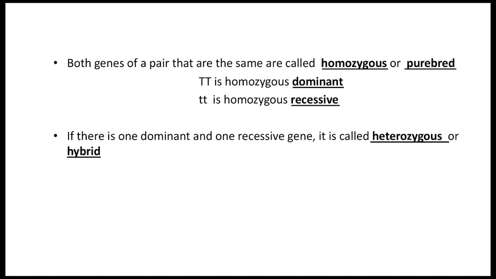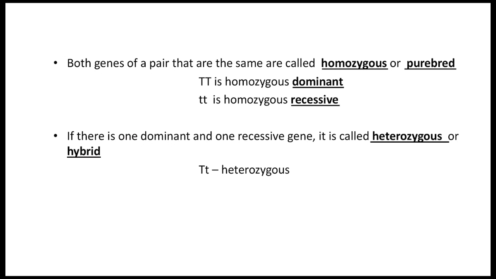If there is one dominant and one recessive gene, it is called heterozygous or hybrid. Purebred versus hybrid terminology is more likely to come up in everyday breeding of plants, animals, that sort of stuff, whereas homozygous versus heterozygous is more likely to show up in scientific writing, but they do mean the same thing. Big T, little t is what we would consider heterozygous. Notice that we don't put the word dominant or recessive with it.